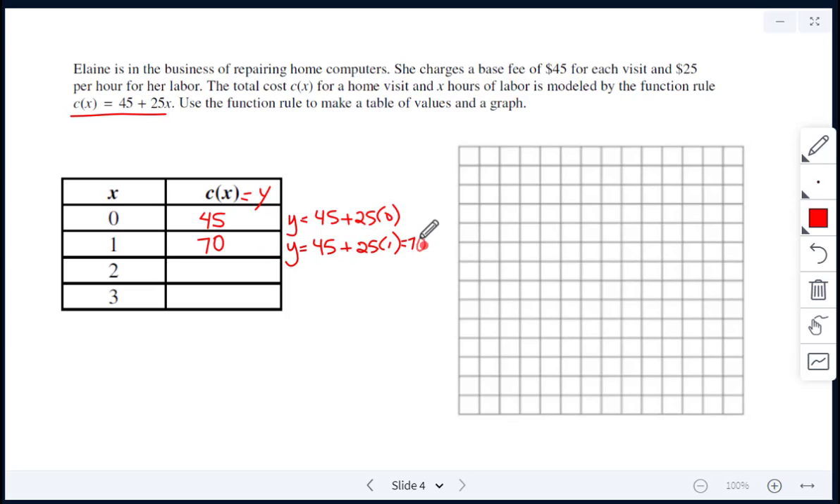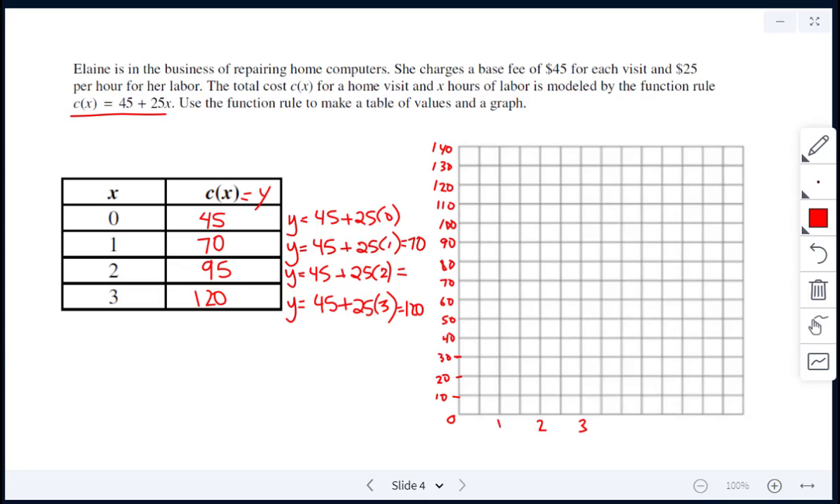If she works for 2 hours, she's getting her $45 base fee, but she's getting 25 times 2 as well. 25 times 2 is 50. 50 plus the 45 is 95. So now she's got $95 if she works 2 hours. And if she works for 3 hours, it's 45 plus 25 times 3. 25 times 3 is 75, plus 45, which is 120. There you go.